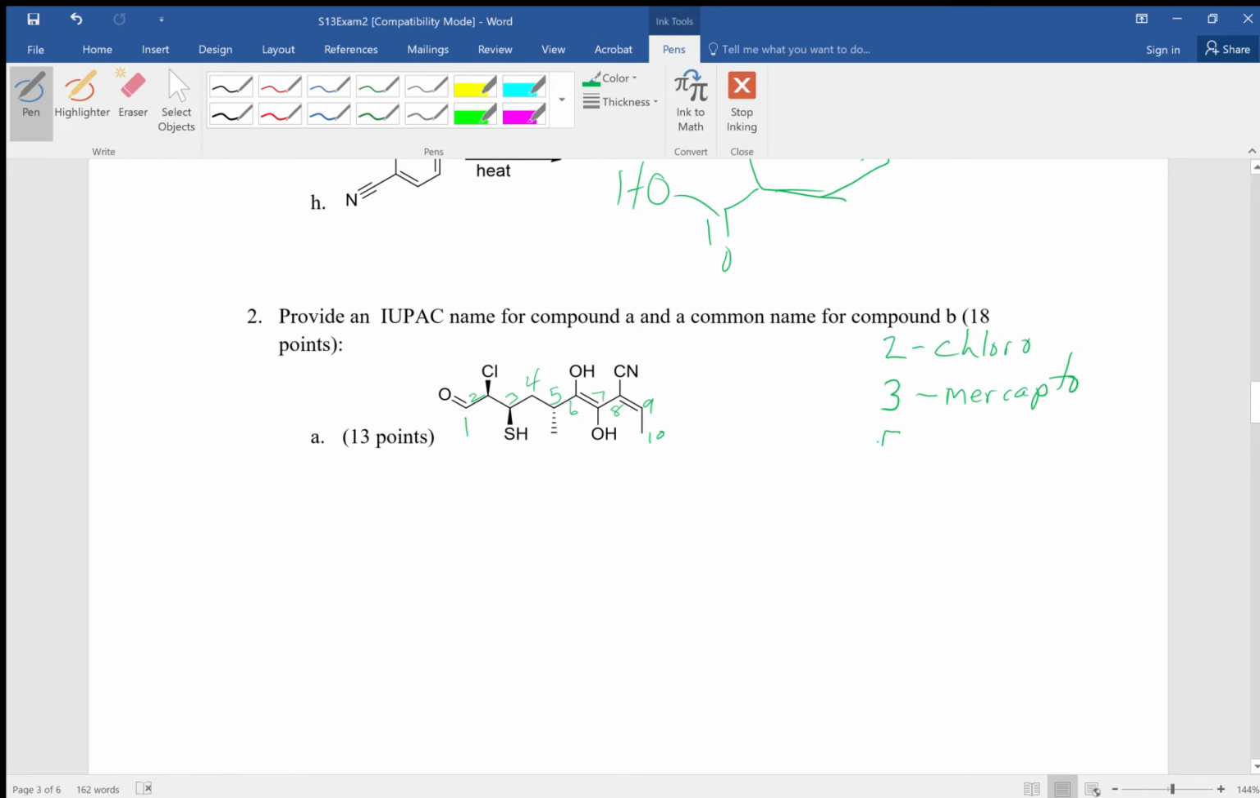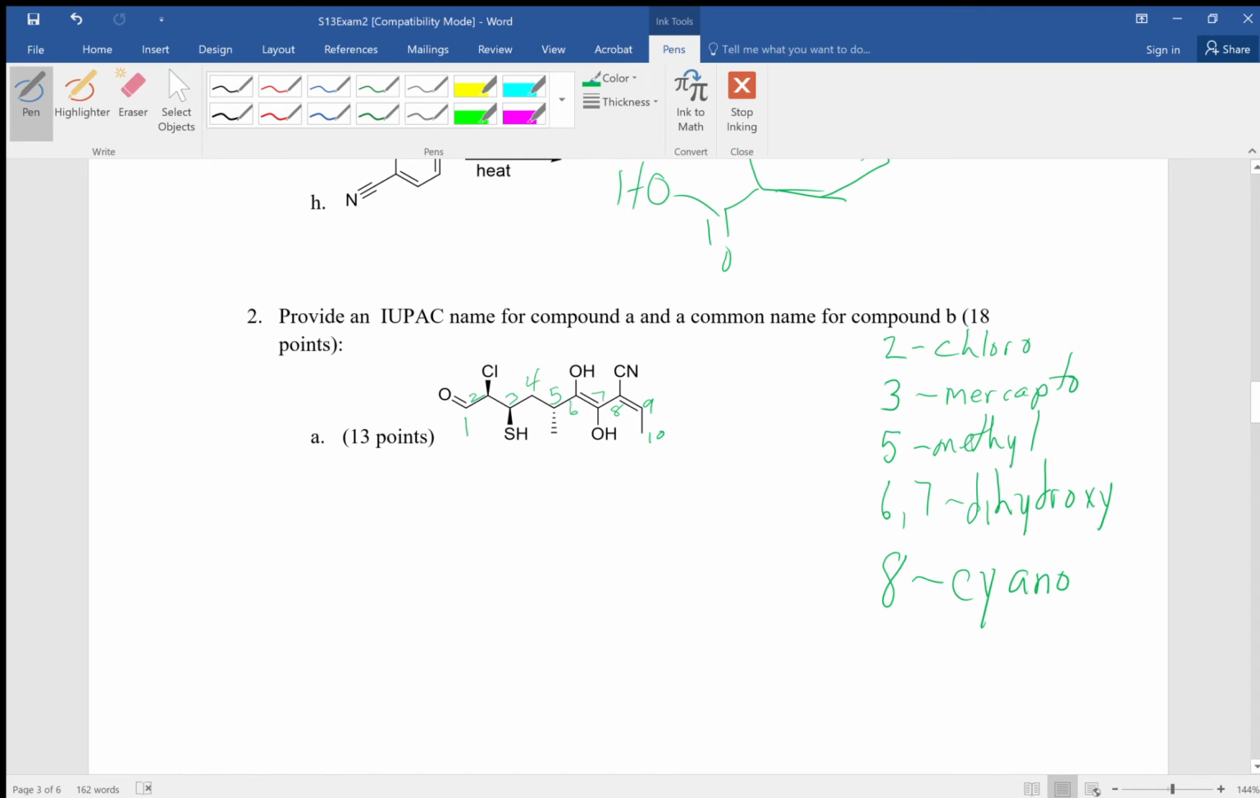At carbon 5, we have a methyl. At 6 and 7, we have alcohols. Now, normally we put alcohols in the parent name, but because we have a higher priority functional group, the aldehyde, the alcohols become named as substituents, and we name them as hydroxy. Same thing for the nitrile. Because we have the higher priority functional group, the aldehyde, the nitrile becomes named cyano as a substituent.